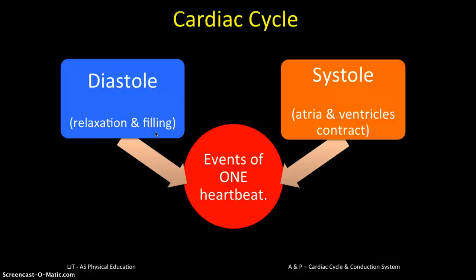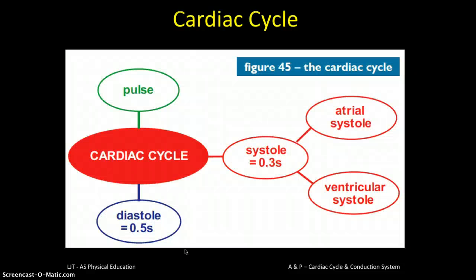So during atrial diastole, blood fills the atria. During ventricular diastole, blood fills the ventricles. So diastole is the relaxation and filling phase of the heart chambers. And then we have systole. Systole is the contraction phase of the chambers. So again, we can have atrial systole or ventricular systole, the atria contracting or the ventricles contracting. And when systole occurs in one of these sets of chambers, blood is pushed or ejected out of them. So diastole and systole, two terms you must clearly understand.